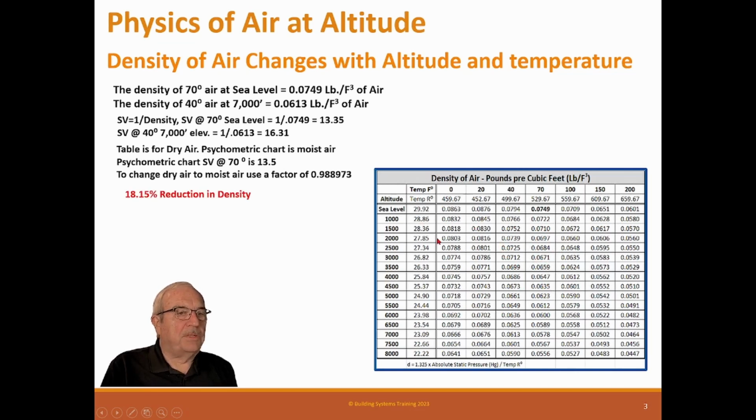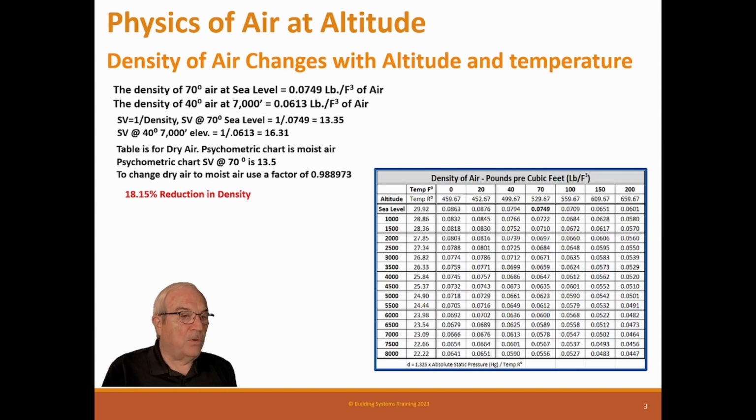So this particular two, I looked at these two. One is 7,000 feet at 40 degrees. So here's 40 degrees at 7,000 feet. So this is looking at the outside air. This is 0.0613, and that would be 16.31 specific volume. So you can tell at altitude, it takes a whole bunch more cubic feet of air to move the same amount of pounds as you would at sea level. So at sea level, we're talking 13.35. At 7,000 feet, we're talking about 16.31.